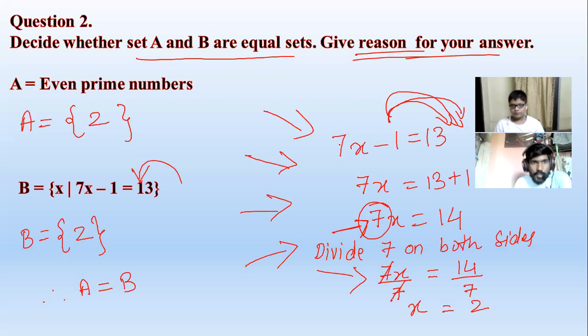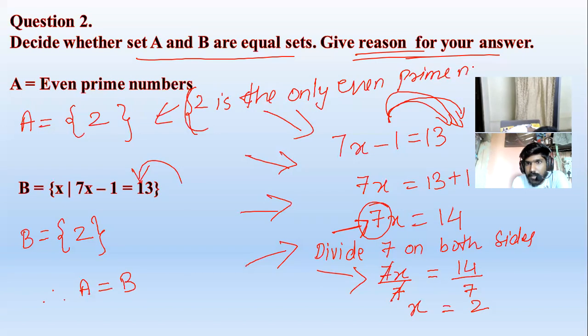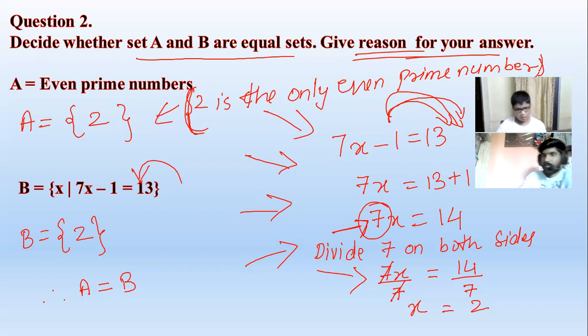One more thing here: besides this 2, in brackets just write, 2 is the only even prime number. Okay, round the bracket up.